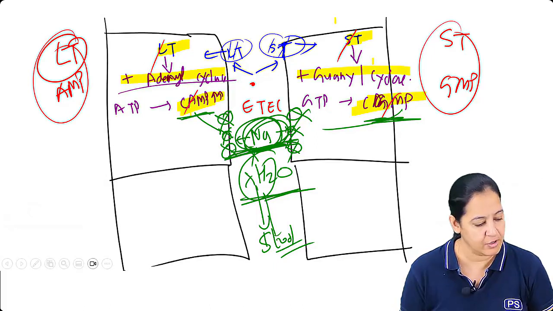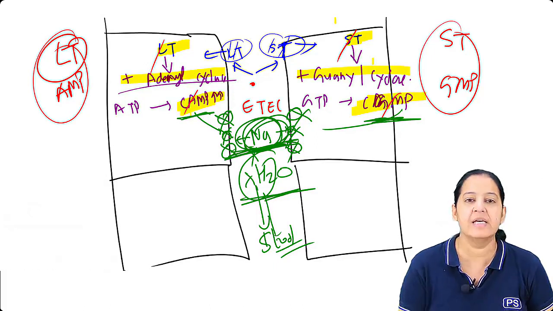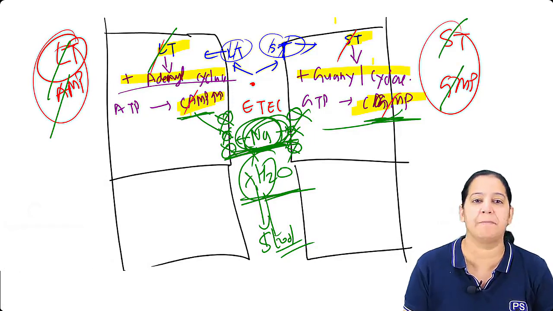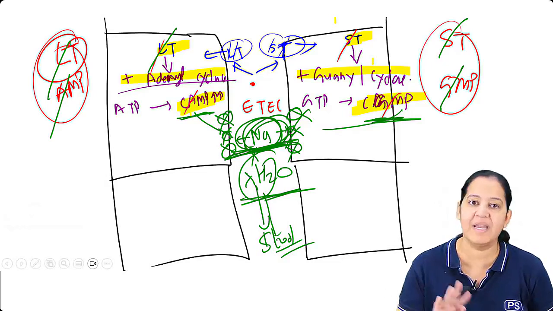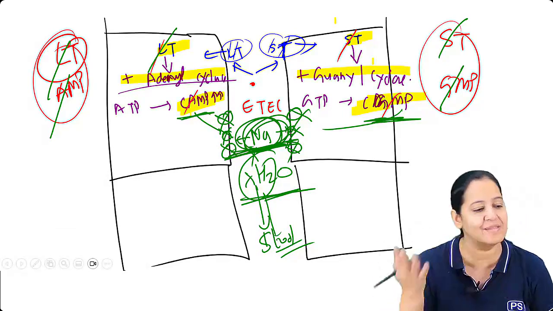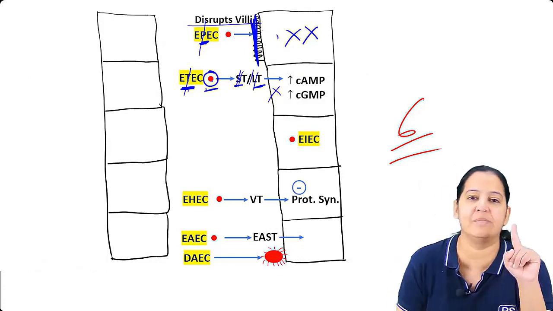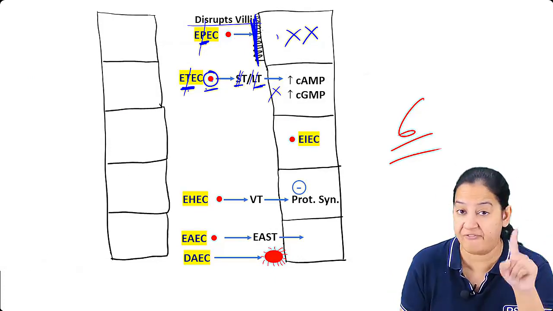Got it? LT and ST? So LT is increasing AMP and ST is increasing GMP. That's what I'm saying, because they are stimulating other enzymes. This is adenyl cyclase, this is guanyl cyclase. Everyone got it? Does anyone have any confusion? See, the same story is written. Everyone on the screen, everyone on your gadgets.